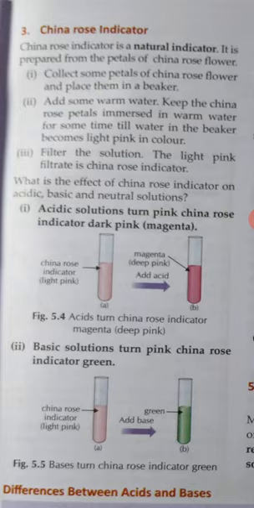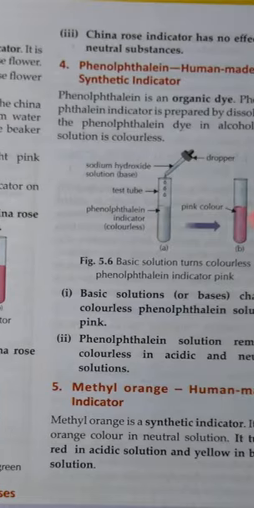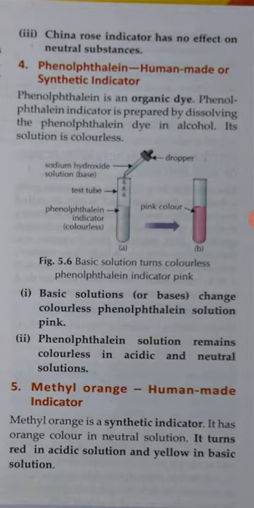The next, number 4, is phenolphthalein. This phenolphthalein is a synthetic indicator. Synthetic indicator means which is prepared in the industry. It is actually an organic dye. Organic dye means organic color. It is prepared by dissolving phenolphthalein dye in alcohol. So it is a mixture of phenolphthalein color and alcohol that is used as an indicator.